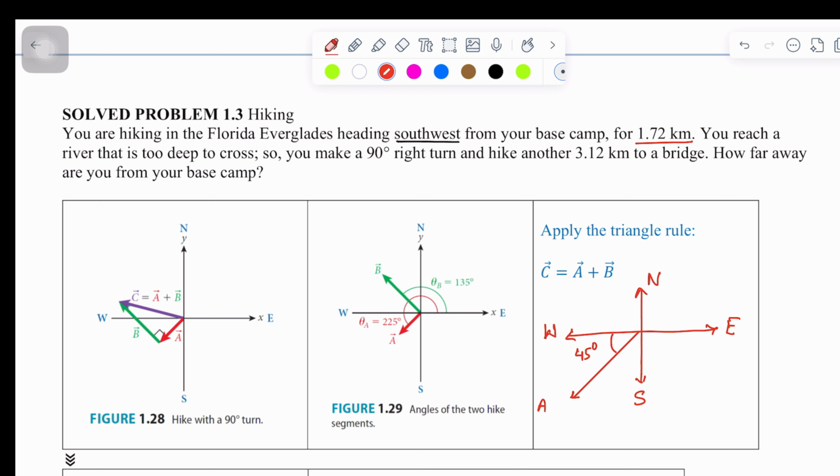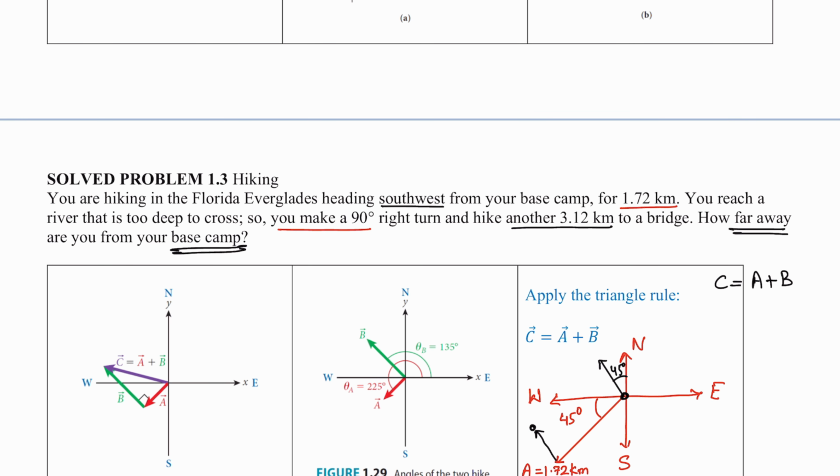From the base camp for 1.72 kilometers. Let's say this is your A vector, the value is 1.72 kilometer. So we have 45 degree. Okay, you reach a river that is too deep to cross, you make an angle of 90 degree. What we are doing, we are making an angle of 90 degree exactly here. So it means you can make an angle of 90 degree here also. It means this angle is also 45 degree. Fine. Value is 3.2 kilometers. How far away are you from the base camp? Let's say, what is your final position? This is your final position, and this is your base camp. So what is the distance? Can I say you travel A, you travel B, and this is your final answer, C. Fine. Now just solve one by one and we can do it in a normal way.